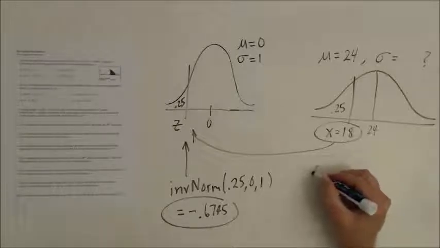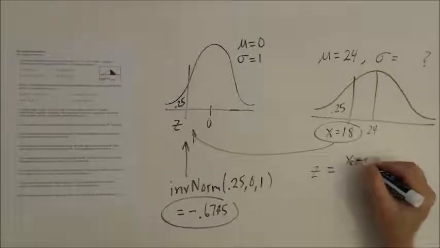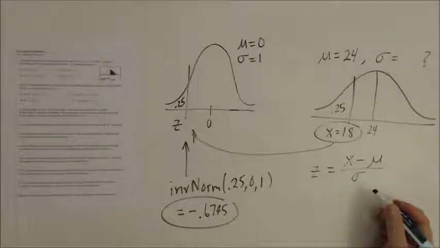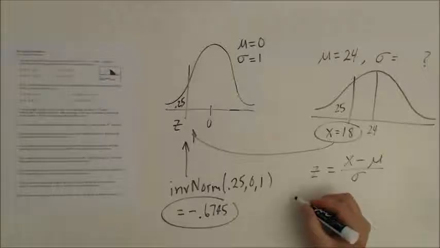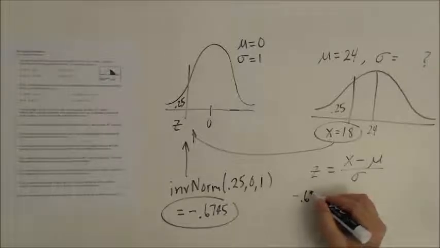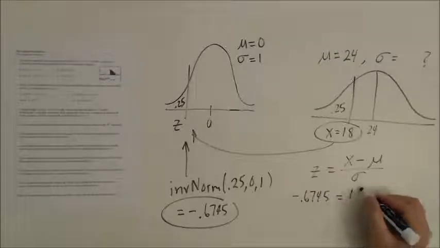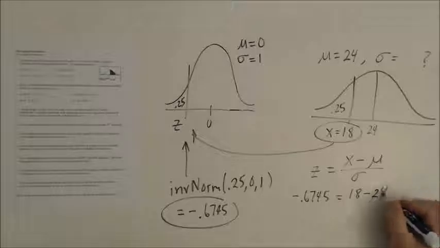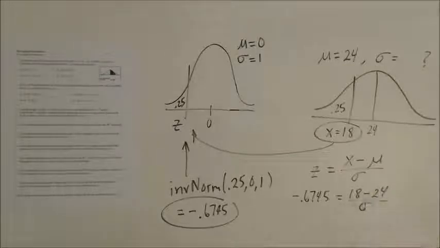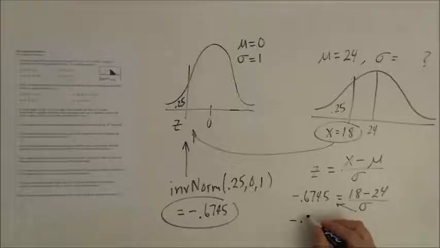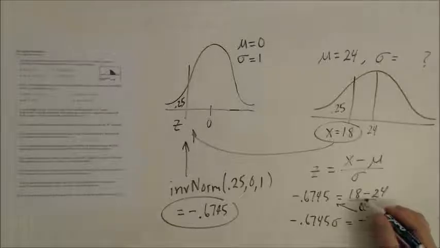These two locations are related based on our z-score formula, where z equals the quantity x minus mu divided by sigma. Here our value of z, negative 0.6745, is related to our value of x, based on a mean of 24 and a standard deviation yet to be determined. Cross-multiplying by sigma, we have negative 0.6745 times sigma equals 18 minus 24, or negative 6.